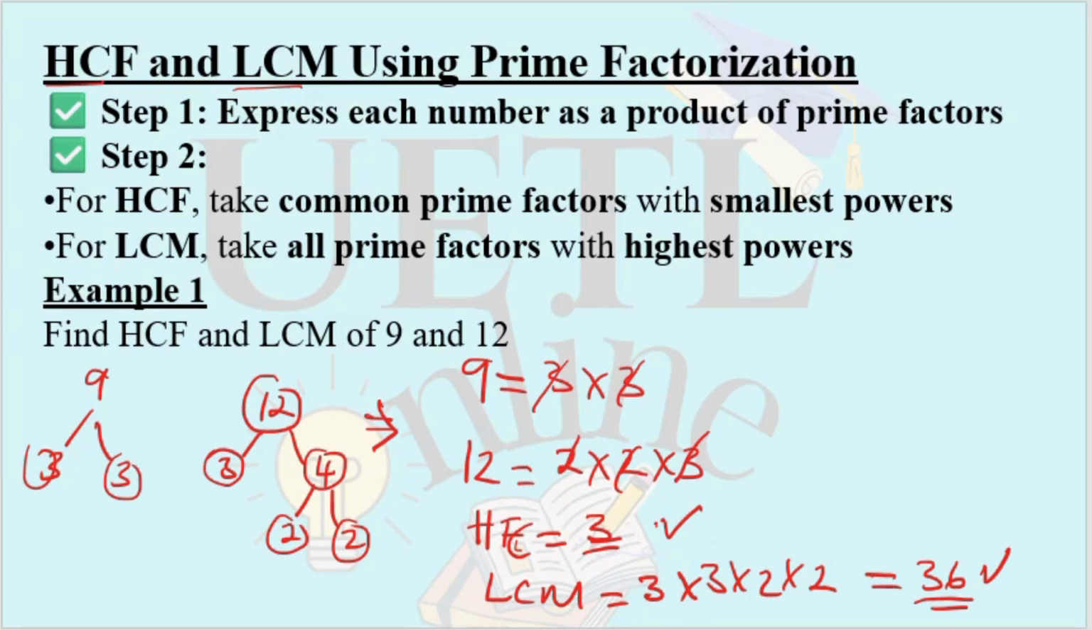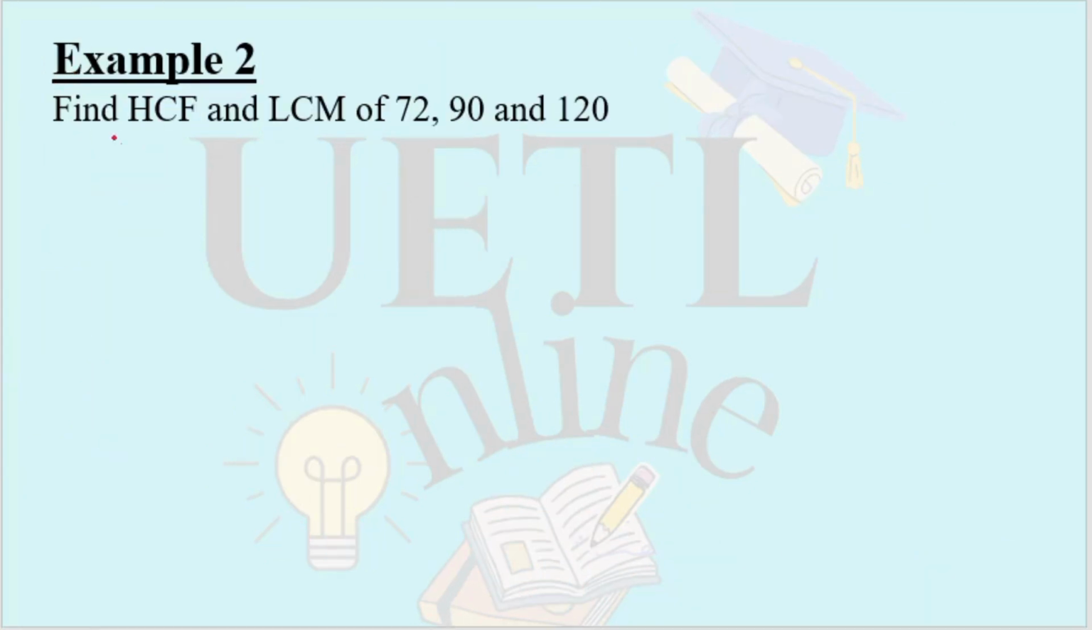Okay, let's see another example. Our next example is to find the HCF and lowest common multiple of 72, 90, and 120. Okay, so this is a long math. I'm going to try to be fast. The first thing is we are going to express each number as a product of its prime factors. Okay, so let's start with 72.